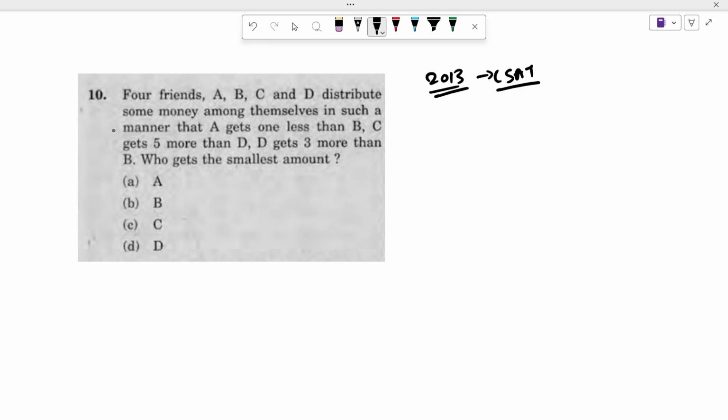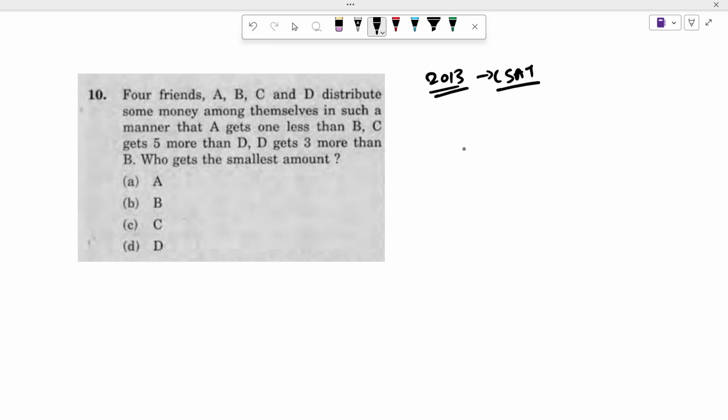First, let's read this. Four friends A, B, C, D distribute some money among themselves in such a manner that A gets 1 less than B, C gets 5 more than D, D gets 3 more than B. Who gets the smallest amount?